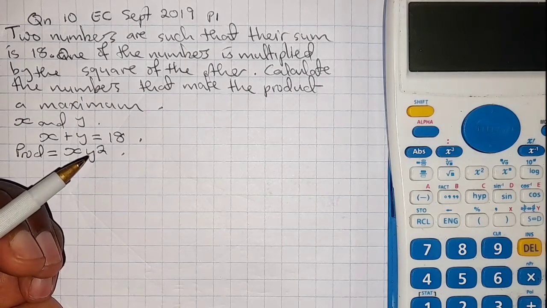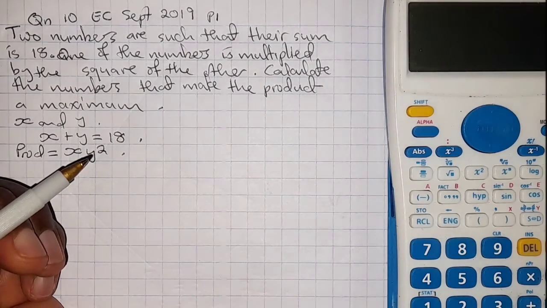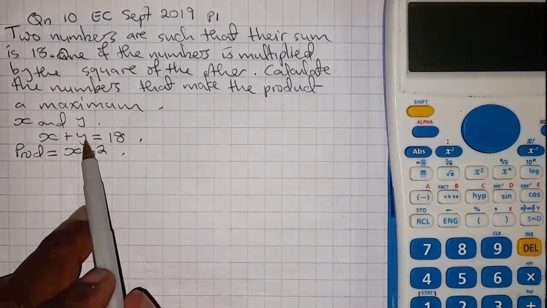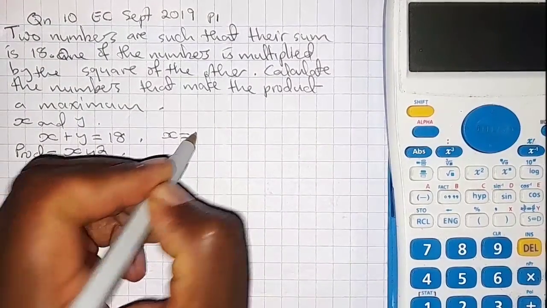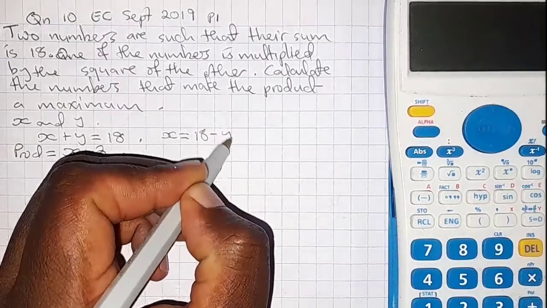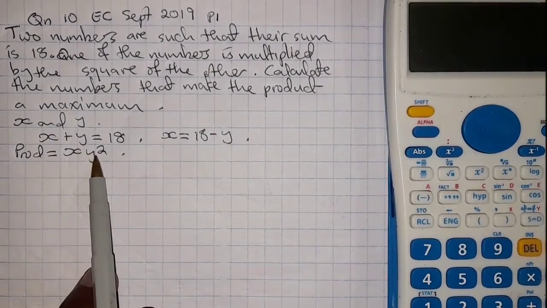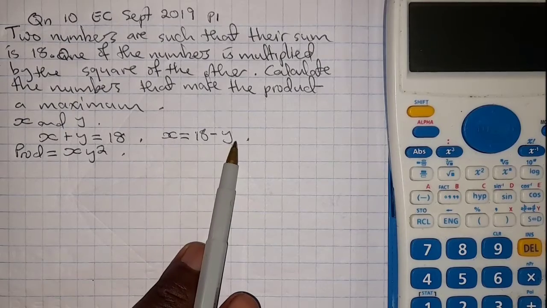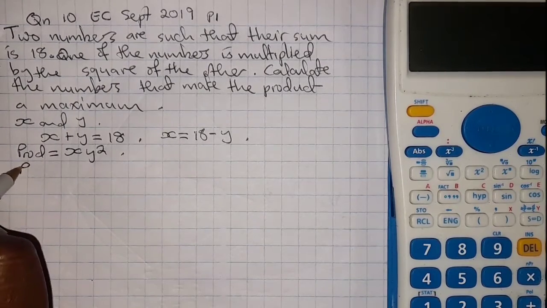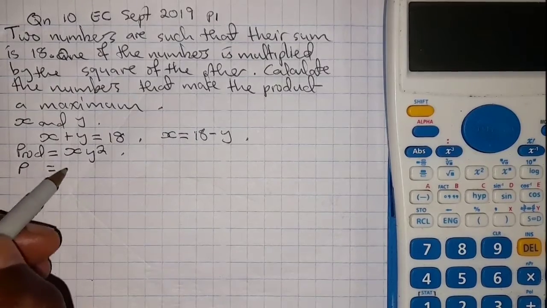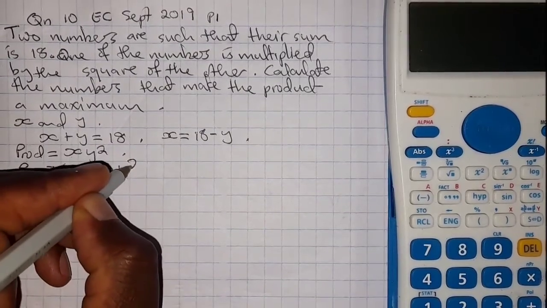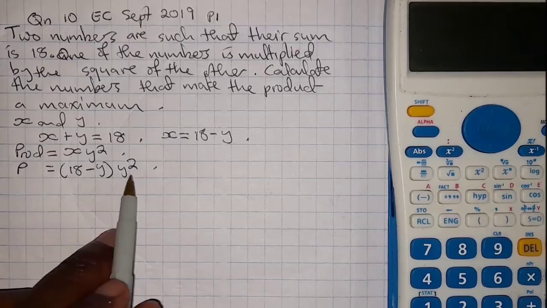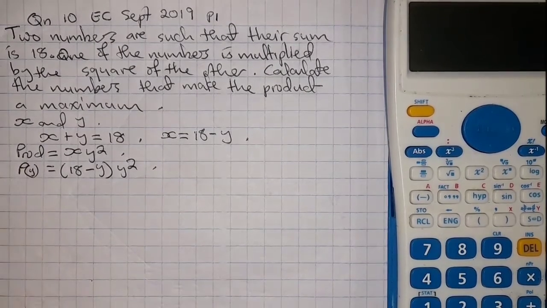I want to eliminate x. So to eliminate x, I take y to the other side. So my x will be equal to 18 minus y. And then in this statement, where I have x, I replace it with 18 minus y. So I'm saying my product is equal to 18 minus y, bracket, y squared. Now I'm left with only one variable, y, in the product of these two numbers.